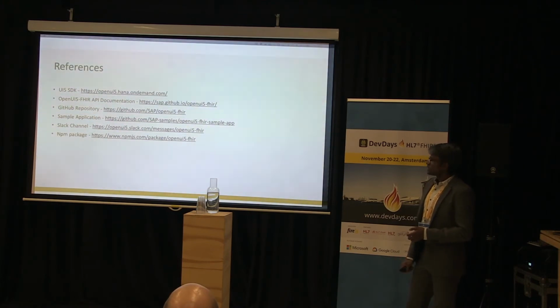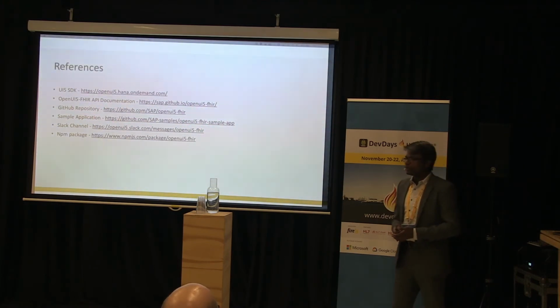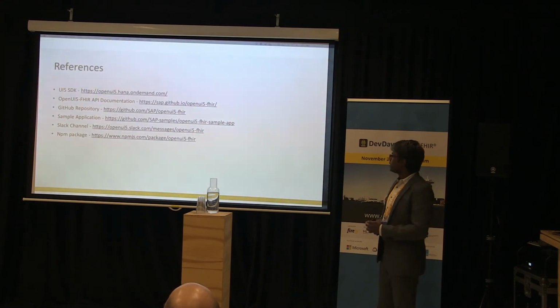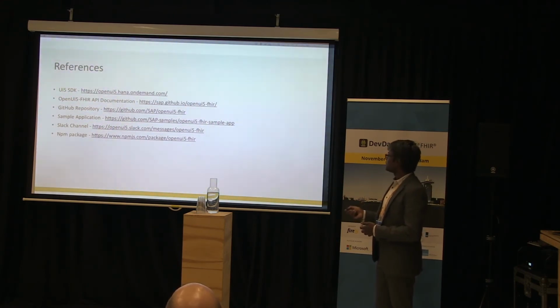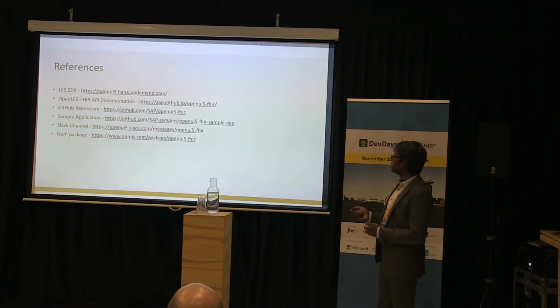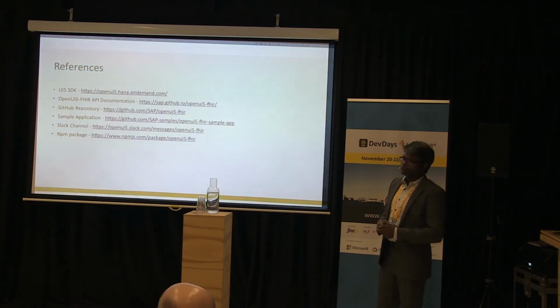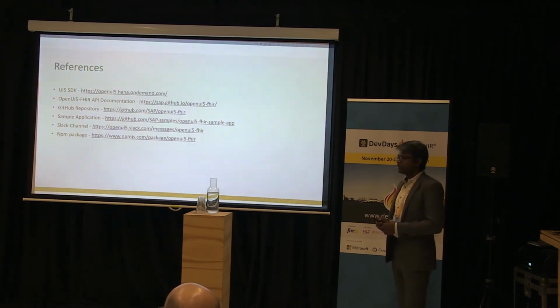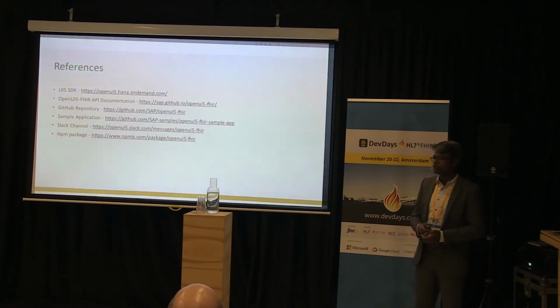So I have some references. Especially if you're completely new to UI5 and trying to start with it, the UI5 SDK is a one-stop shop for you to get started. And then there's the API documentation, which I showed, for UI5 FHIR, and the repository where we have our project and also the sample application. If you need to reach out to some of the experts, you can always reach us through the Slack channel on UI5 FHIR. We are always available to help you if you need support on this topic. And yes, if you want to get started, you can take the package from NPM and you will be able to use it.